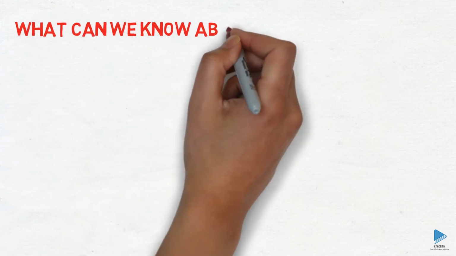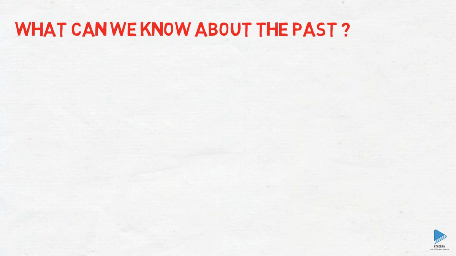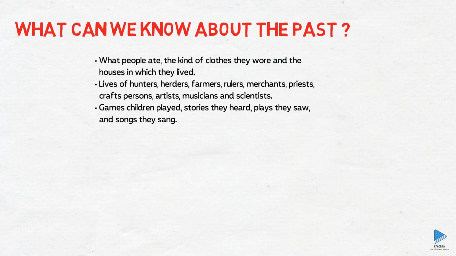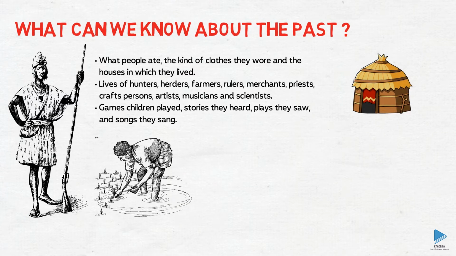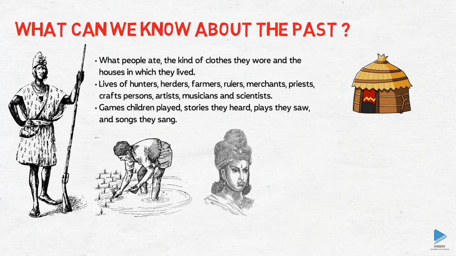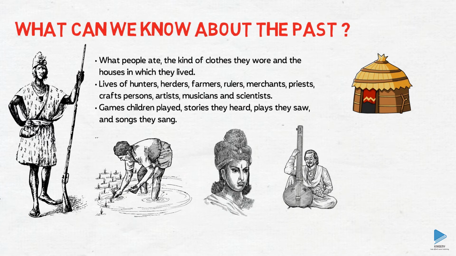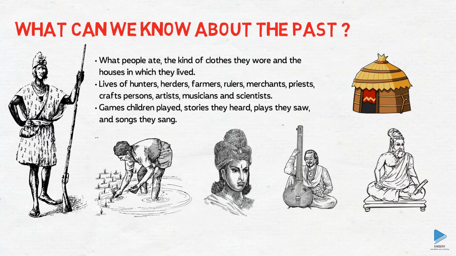First, we have to think what can we know about the past. Things like what people ate, the kind of clothes they wore, and the houses in which they lived. We can also know about the lives of hunters, herders, farmers, rulers, merchants, priests, artists, and scientists.